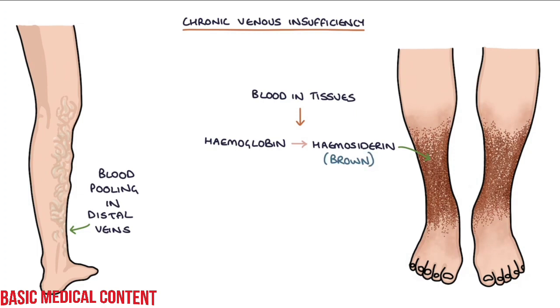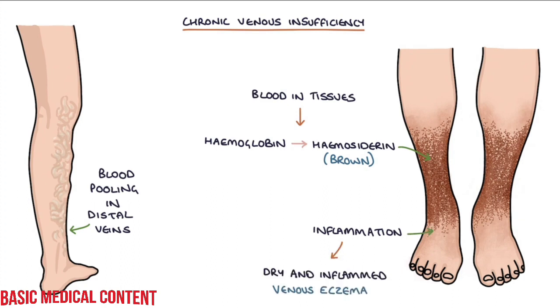Pooling of blood in the distal tissues results in inflammation. The skin becomes dry and inflamed, and this is referred to as venous eczema. The skin and soft tissues become fibrotic and tight, causing the lower legs to become hard and narrow. This is referred to as lipodermatosclerosis.